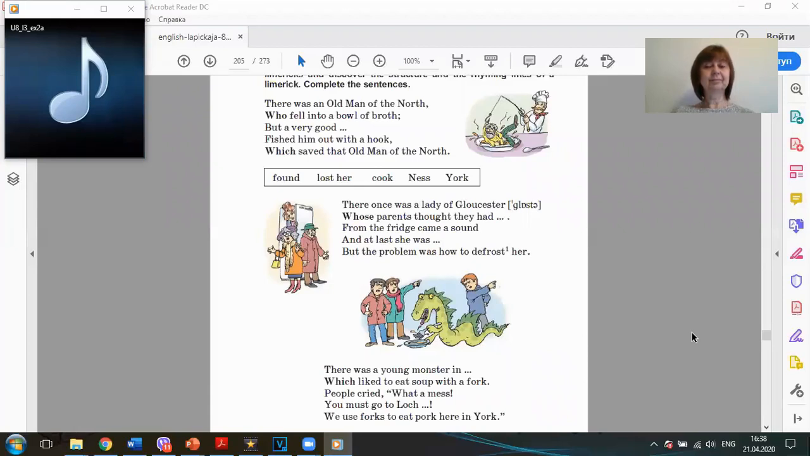There was a young monster in York, which liked to eat soup with a fork. People cried, "What a mess! We must go to Loch Ness. We use forks to eat pork here in York." Aren't they funny?